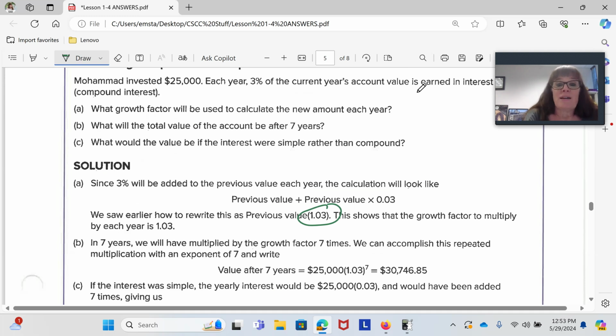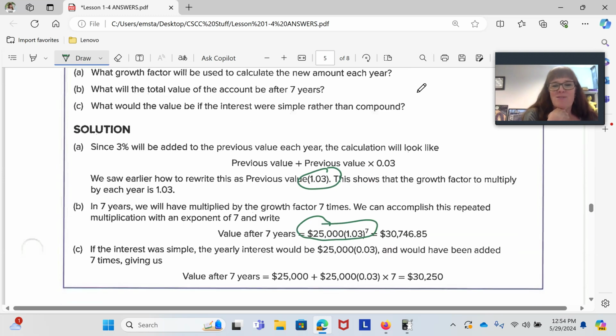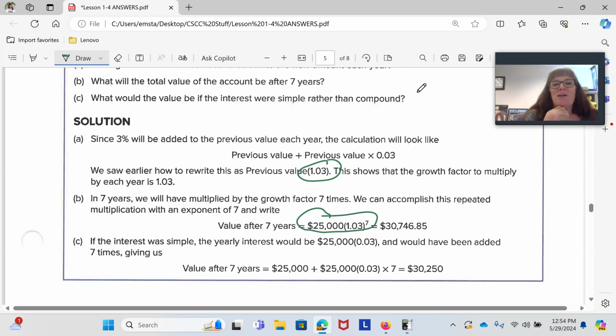What will be the total value of the account after 7 years? Well, they did that formula we've talked about: the initial amount invested, 25,000, times the growth factor raised to the 7th power. And then they ask, what would have happened if this had been simple interest? Well, I have to first do 0.03 times 25,000 to figure out how much I'm making each year. And then I multiply that by 7 and add that to the initial amount. So again, you can see the compound does grow much faster.